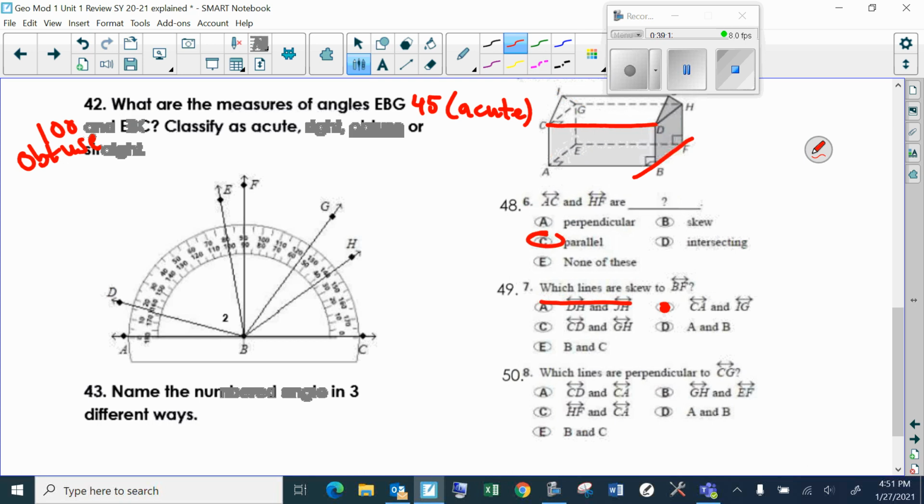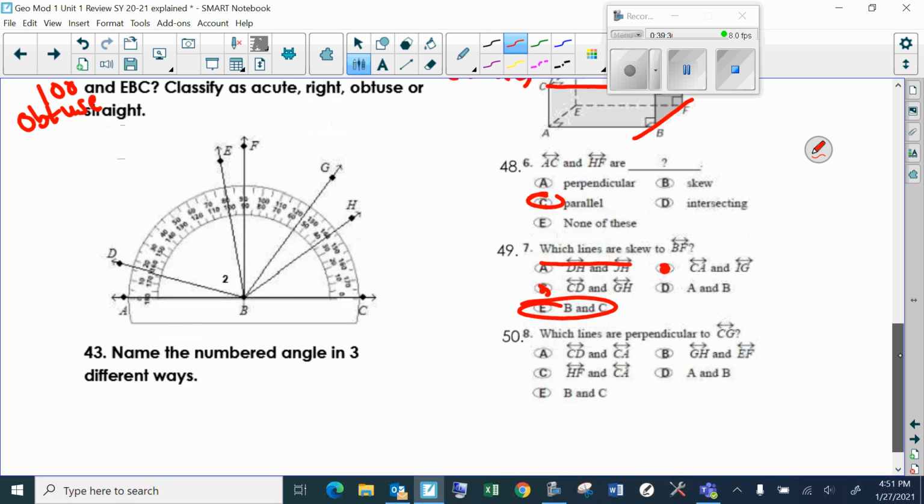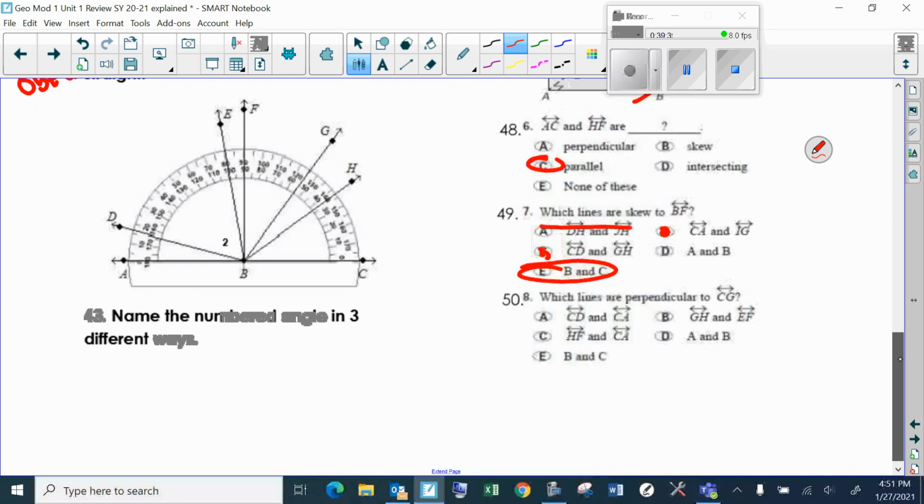Okay, that's a different plane. They will not intersect. That's true. And GH. GH also in a different plane. They will not intersect. So that's also true. So B and C is my answer, which is E. Okay, and like I said, there's a good chance you see one distinguishing between skew and parallel. Which lines are perpendicular?